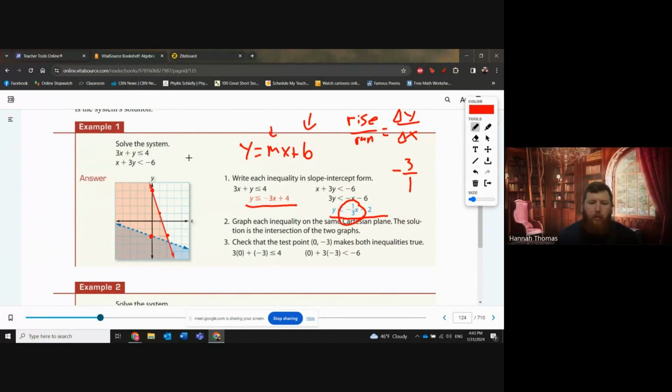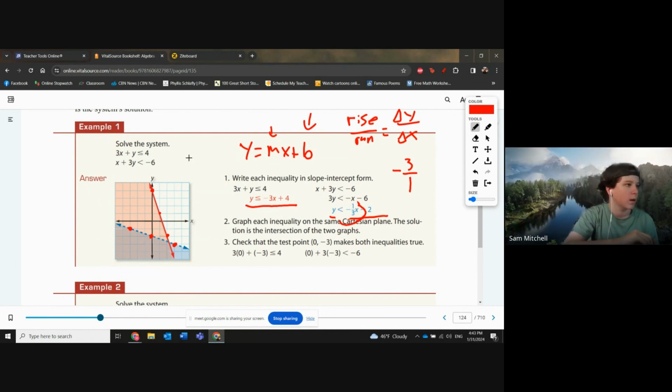And for this one, what is the slope? Negative 1/3. We're going to go down 1, right 3. So here is where it is. I ran out of room, so I'm going to go up 1, left 3, and right there. Use a straight edge to connect it. But since it's just less than, it needs to be a dotted line.